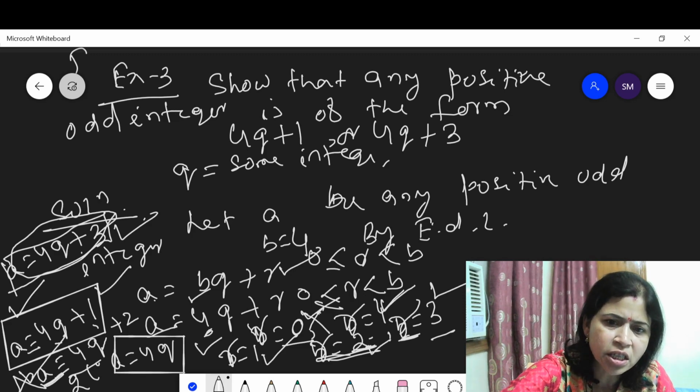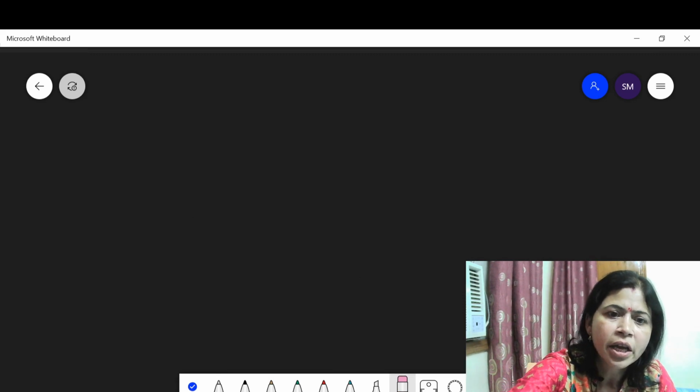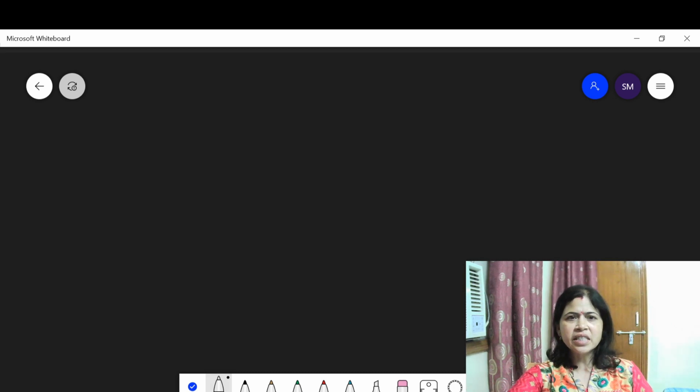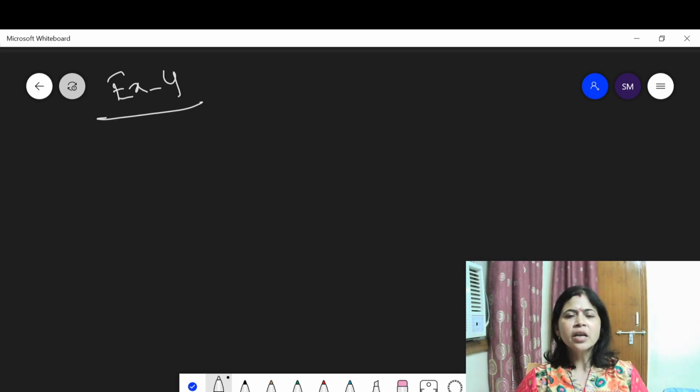The next question is from NCERT Exemplar. You know the NCERT Exemplar is of a higher level, so please follow the NCERT Exemplar and practice a variety of questions. Here the question from NCERT Exemplar says that the square of an odd integer is of the form 4q plus 1 for some integer q.